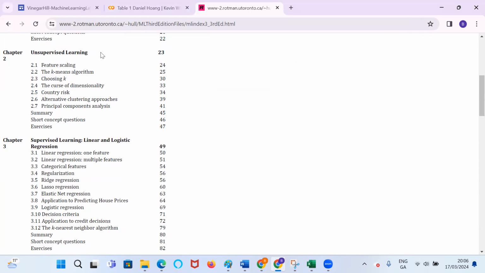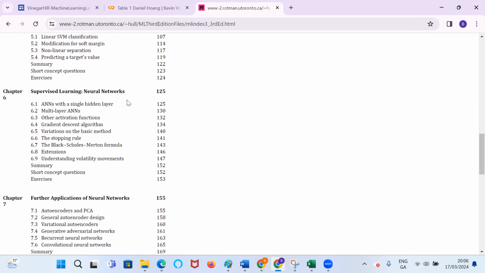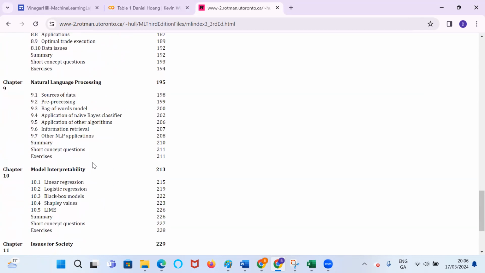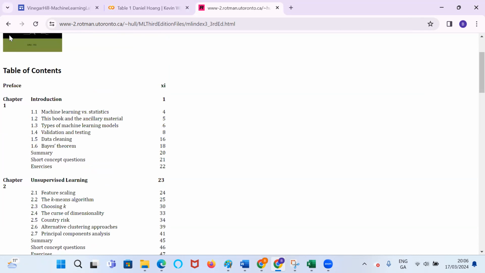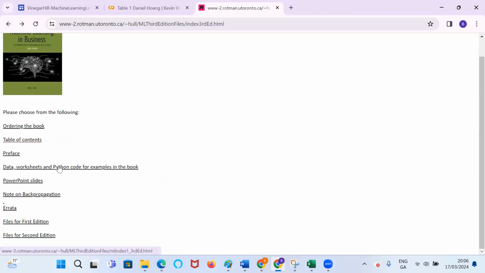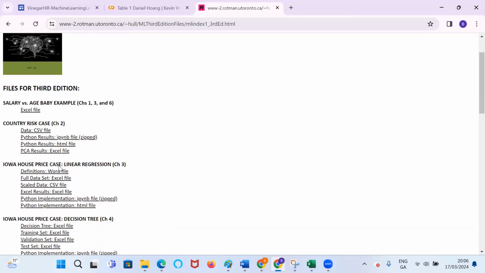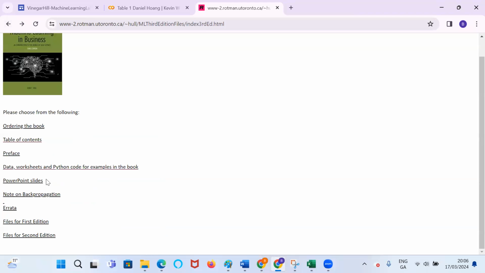John goes through unsupervised learning, supervised learning, decision trees, support vector machines, supervised learning neural networks, further applications, reinforcement learning, natural language processing, model interpretability, and issues for society. Every chapter in the textbook here is supported by data, and both Excel and Python typically, and extremely useful, intuitive explanations provided. And also you have the PowerPoint slides as well.